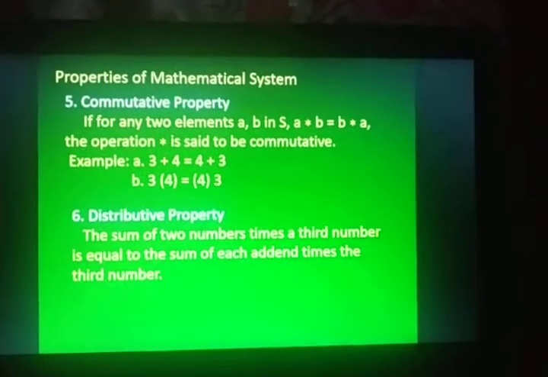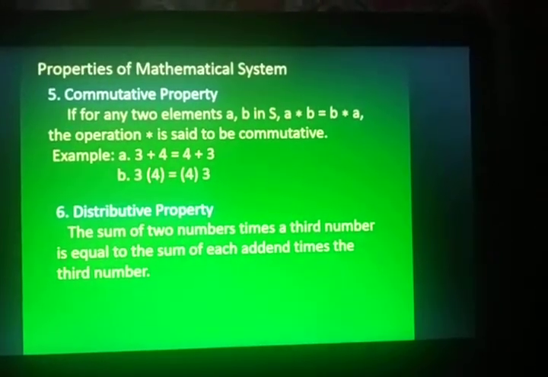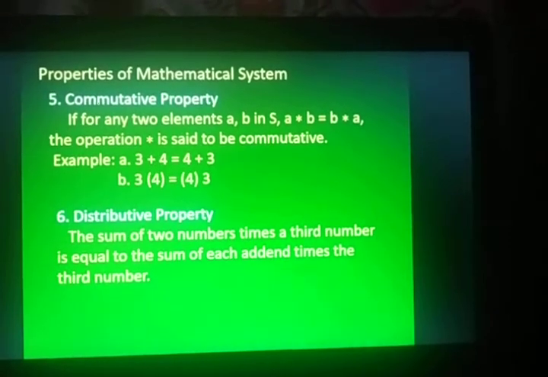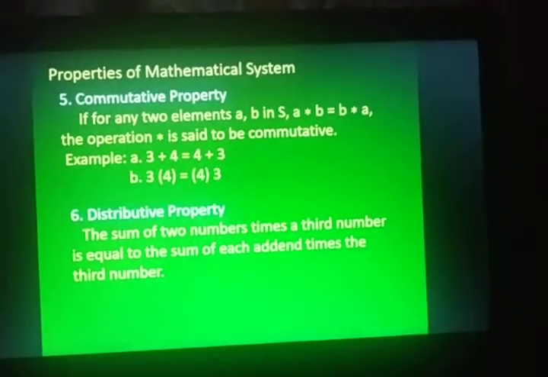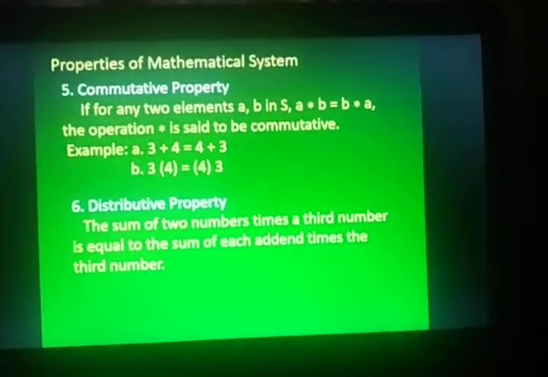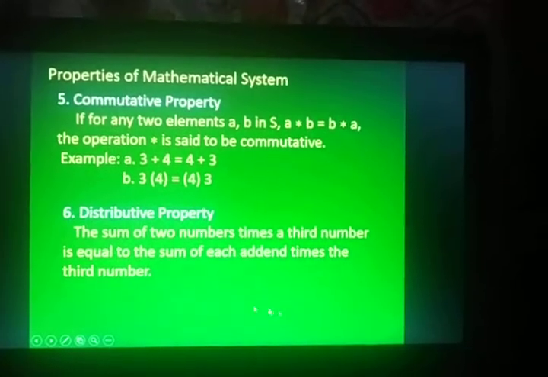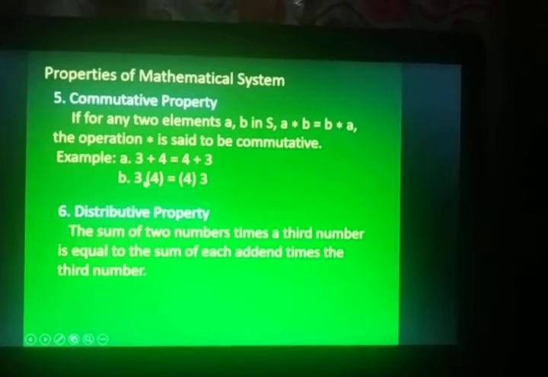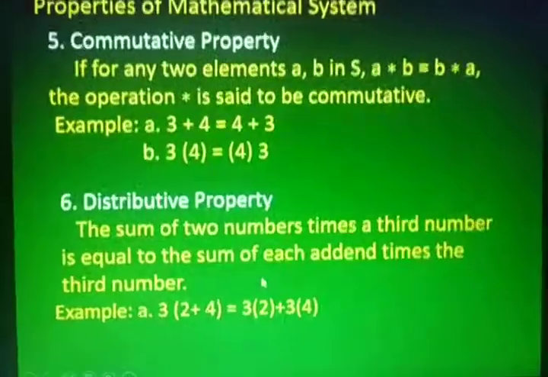Okay, I think this is the last property of mathematical system. The distributive property. The sum of 2 numbers times a third number is equal to the sum of each added times the third number. Which means, class, in distributive, you extend the multiplication to the other numbers. Just like here, you distribute the power of 3 to 4. Okay, I'll give you an example.